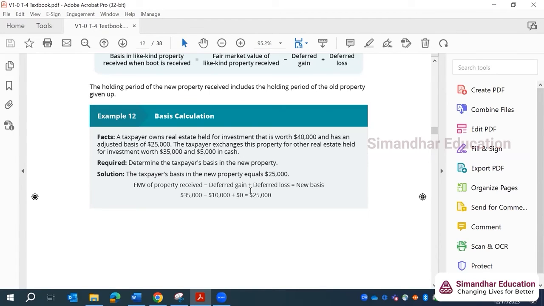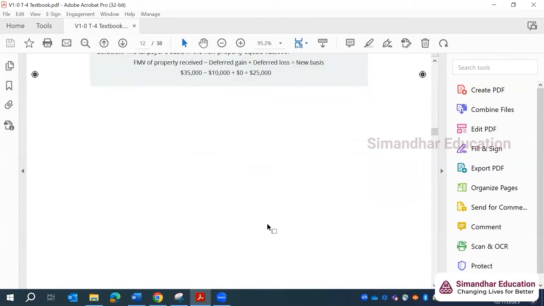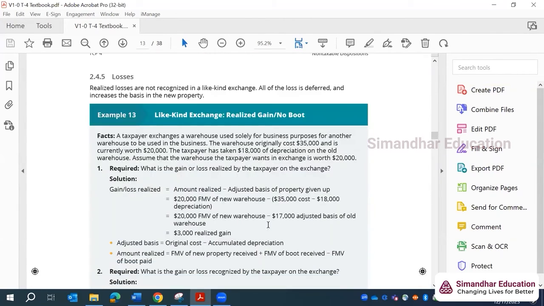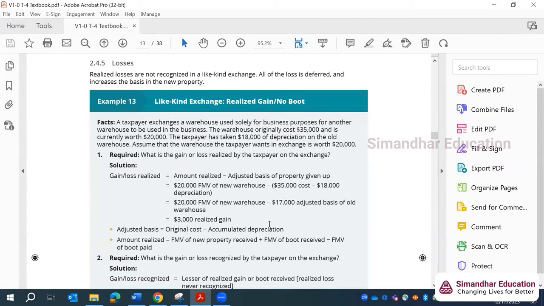And how am I going to defer it? By adjusting the basis of the property that I have received. So I've received a property which has a basis of $35,000. What will I do to the basis of the property? I'm going to reduce the basis of the property by $10,000, which is the gain that I want to defer. And now the basis of my new property is going to be $25,000. Okay. We have many examples on this concept. So once we do all the examples, it will become very clear.